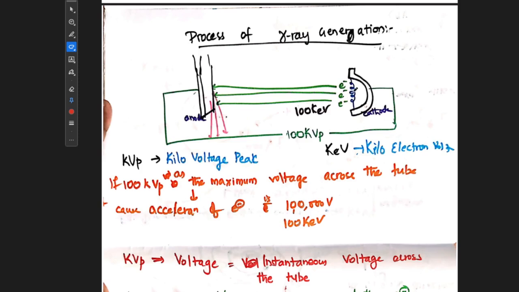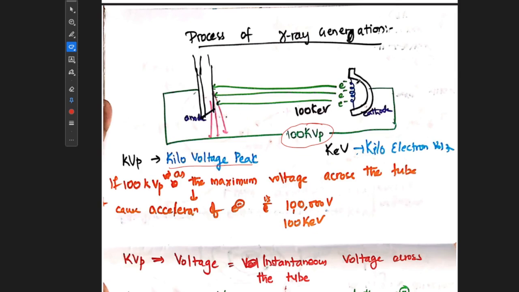In order for the electrons to flow from the cathode to the anode, we need to apply a potential difference between cathode and anode. The potential difference is applied as 100 kilovolt peak. So kVp is kilovoltage peak, which is given as 100 kilovolt. The peak of potential is applied between cathode and anode.